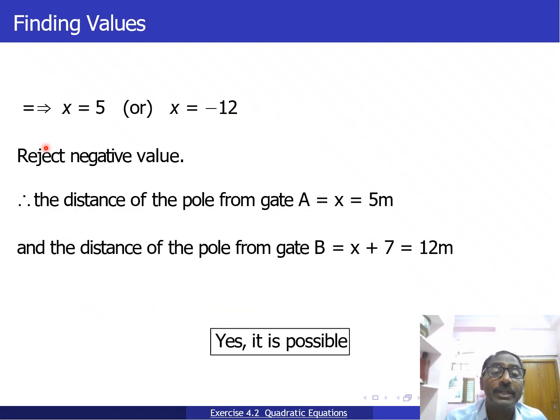Finding the values, x equal to 5, x equal to minus 12. Reject the negative value. Therefore, the distance of the pole from gate A equal to x, that is 5 meters, and the distance of the pole from B equal to 12 meters.